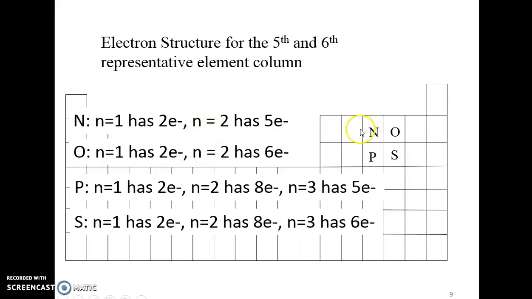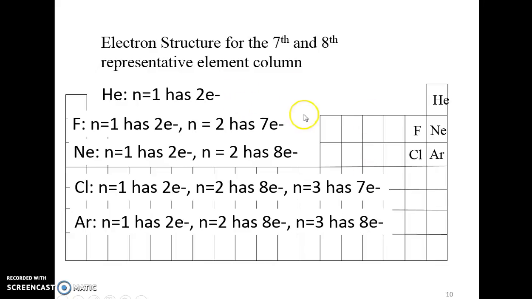In the fifth and sixth columns of the representative elements, what do you have? Nitrogen, 7 electrons, 2 in n equal 1, 5 in n equal 2. Oxygen, 8 electrons, 2 in n equal 1, 6 in n equal 2. Phosphorus has 15 electrons, 2 in n equal 1, 8 in n equal 2, and 5 in n equal 3. Sulfur looks just like phosphorus with 1 more electron. And where does it go in that highest energy level of n equal 3?